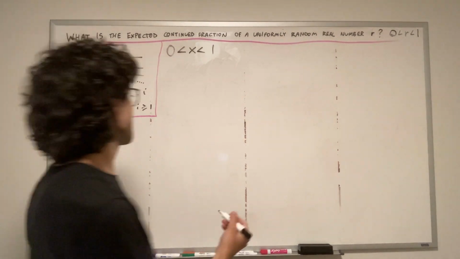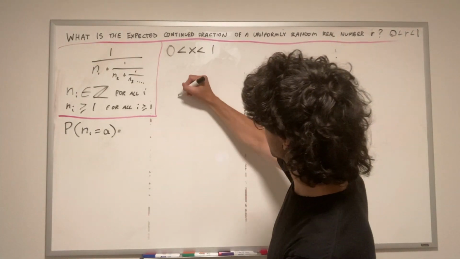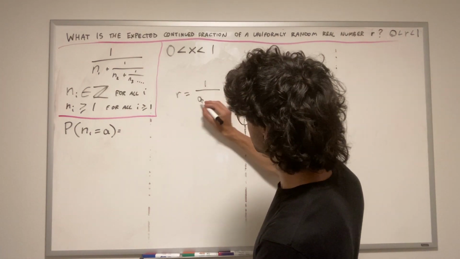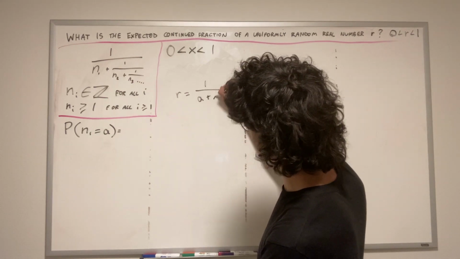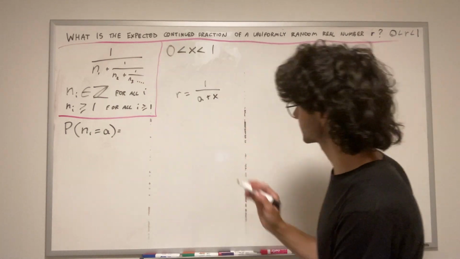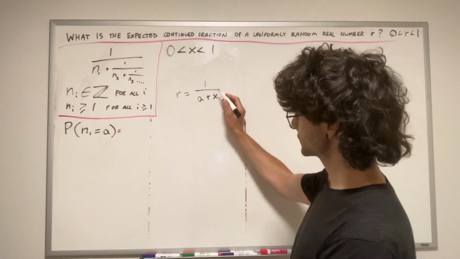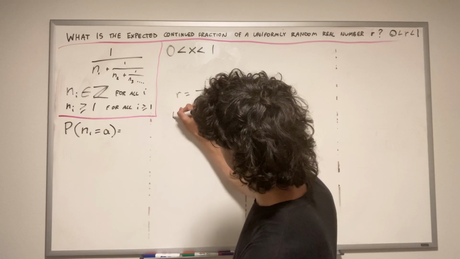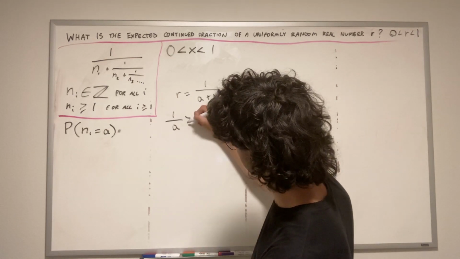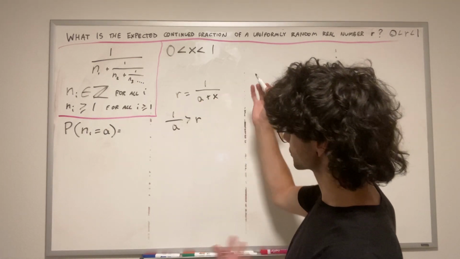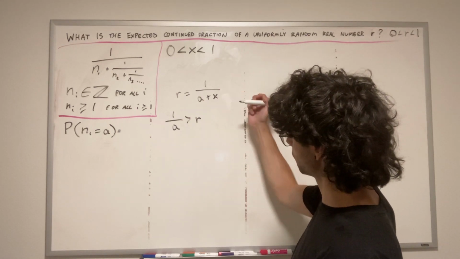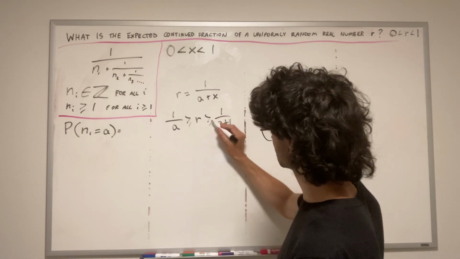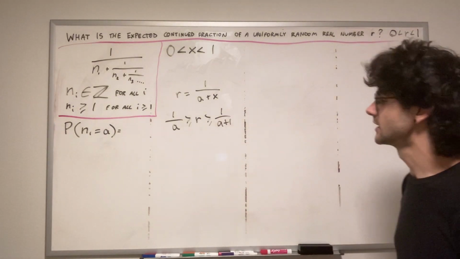What is this? Well, that means that our number r is equal to 1 over a, because n sub 1 is a, plus some x. The rest of this we'll call x. And so what's the largest this could be? Well, that's if x is 0. So 1 over a is definitely bigger than r. What's the smallest it could be? That's if x is 1. So it's bigger than 1 over a plus 1. And these should be bigger than or equal to.